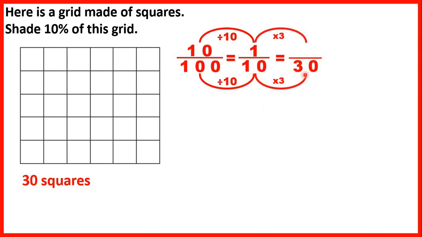because we have 30 squares. 10 times 3 is 30 and 1 times 3 is 3. So this tells us that we need to shade in 3 of our 30 squares. So it doesn't matter which 3 squares we shade, as long as we have 3 squares out of 30 shaded. That's the same as having 1/10 or 10 hundredths or 10% of our grid shaded.